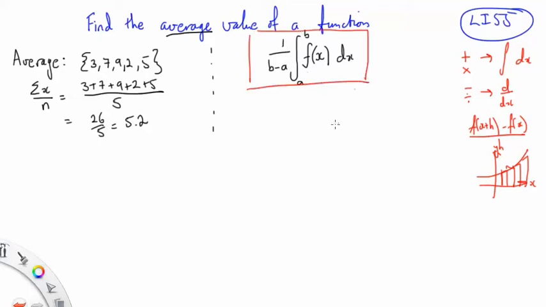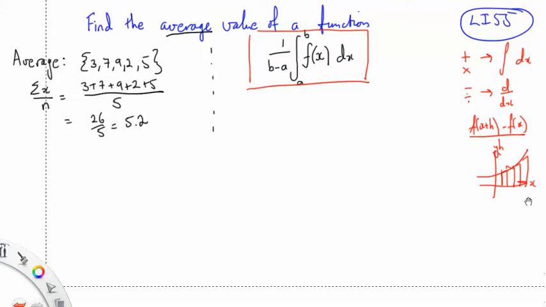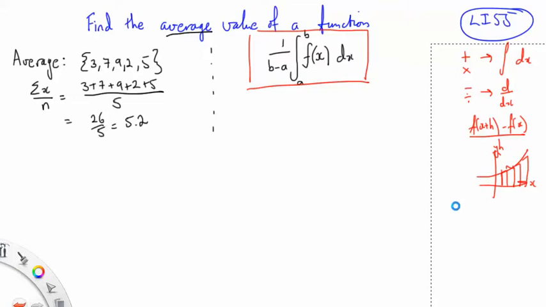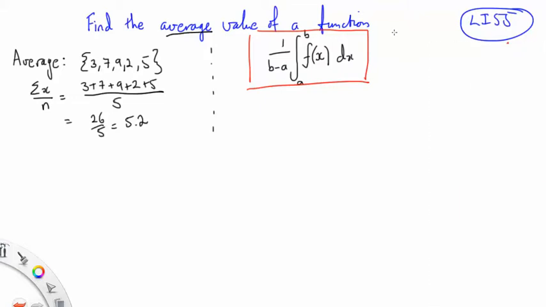This is the formula you need to know. Don't worry too much about that thing there. That's just my rambling. Maybe that helps. Not sure. Okay, so that's the formula from a to b of f of x dx, and a 1 on b minus a up front.